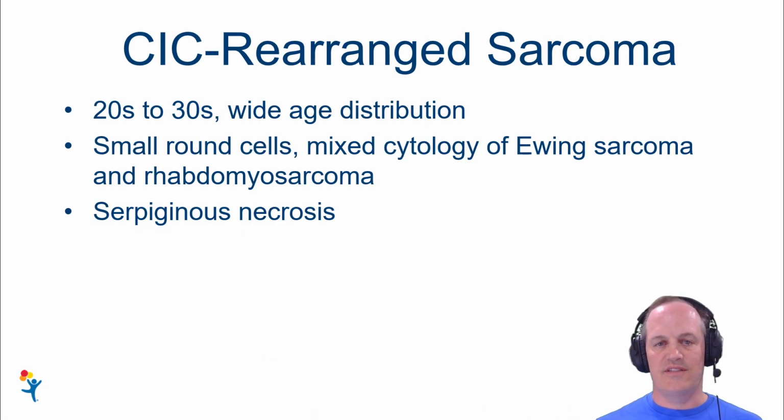All right, so now we'll talk about CIC-rearranged sarcomas. This is another one with a pretty wide age distribution. You can see this in very young children, you can see it in older adults, but the peak is going to be in the 20s and 30s.